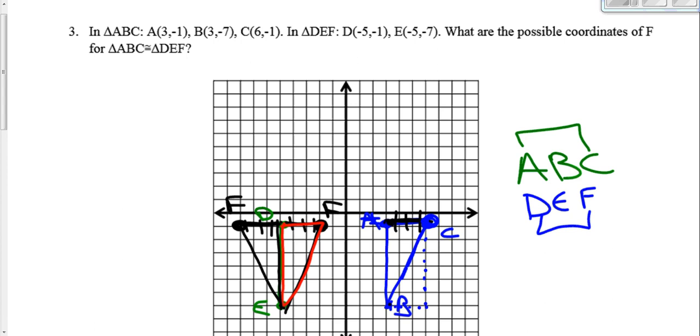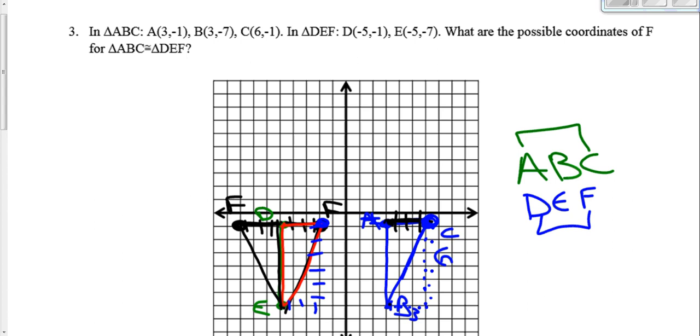From B, I went over 3 and then up 1, 2, 3, 4, 5, 6. So I could have gone from E and then up. So over 3 in either direction, 1, 2, 3, up 1, 2, 3, 4, 5, 6. So either method works. Just make sure you're going in the correct order.